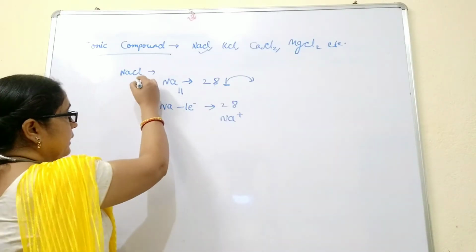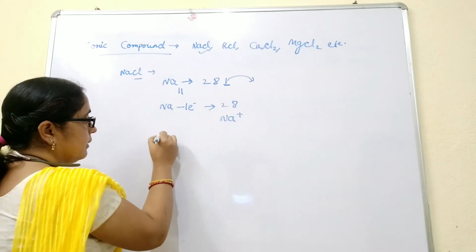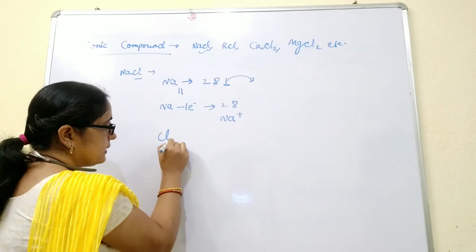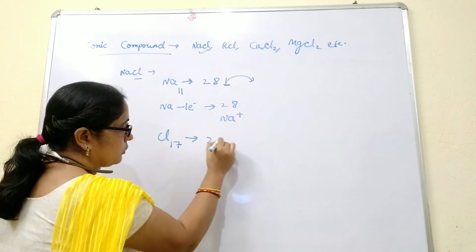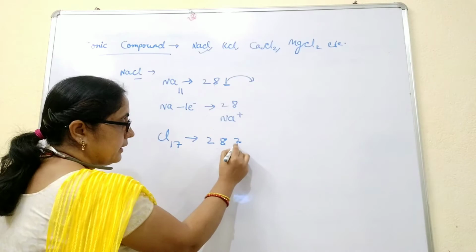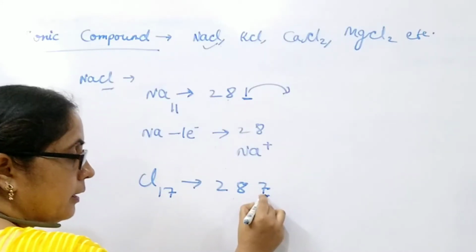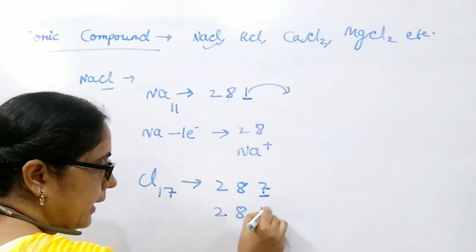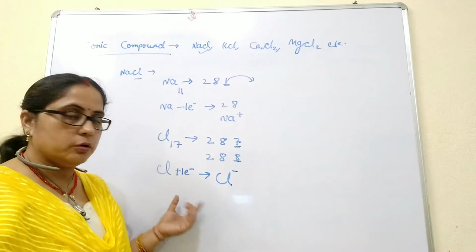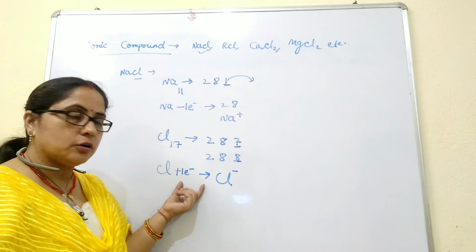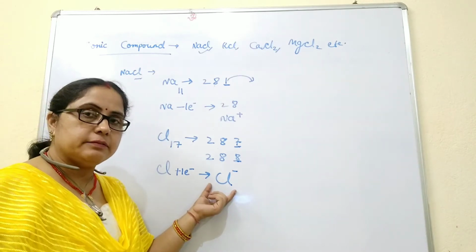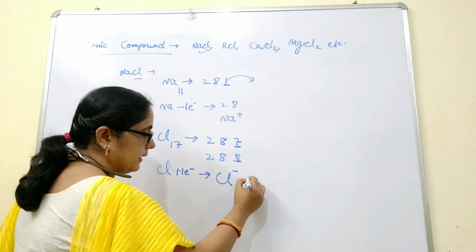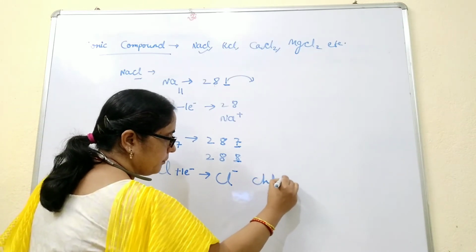and it changes into Na plus, and this Na plus is called the sodium ion. Similarly, this chlorine nonmetal also changes into an ion. Chlorine has 7 electrons in its outermost shell, so it needs one more electron. When it gains one electron, it has 2, 8, 8. So when chlorine gains one electron, it gets one negative charge, and this Cl minus ion is called the chloride ion.